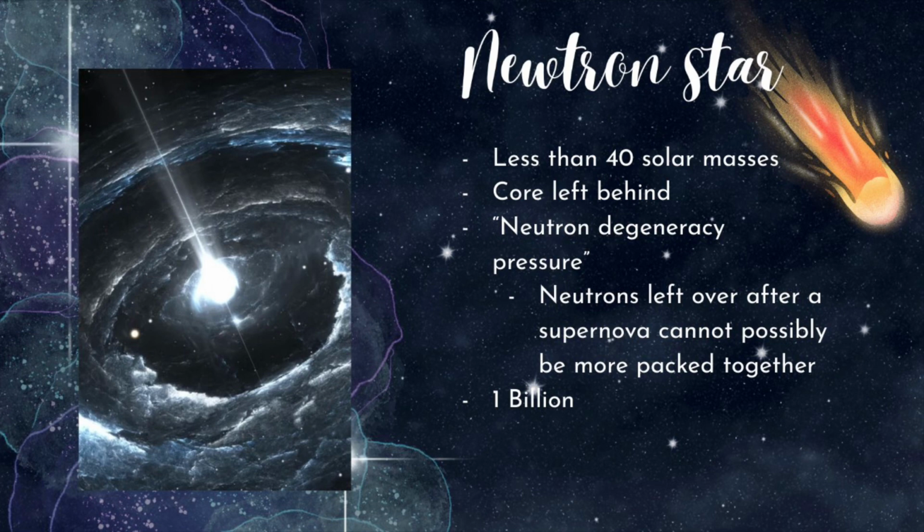If the mass is less than 40 solar masses, then a neutron star occurs. A neutron star is essentially the core left behind after a supernova. During this stage, something called neutron degeneracy pressure occurs. When this happens, neutrons left over from a supernova cannot possibly be more packed together, so it results in a very, very, very dense core. There's estimated to be about 1 billion neutron stars in the Milky Way galaxy.